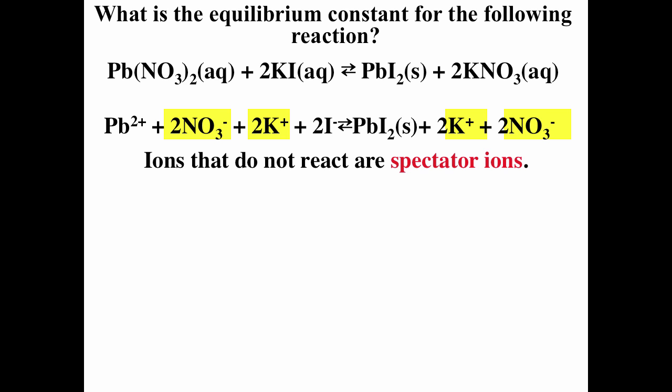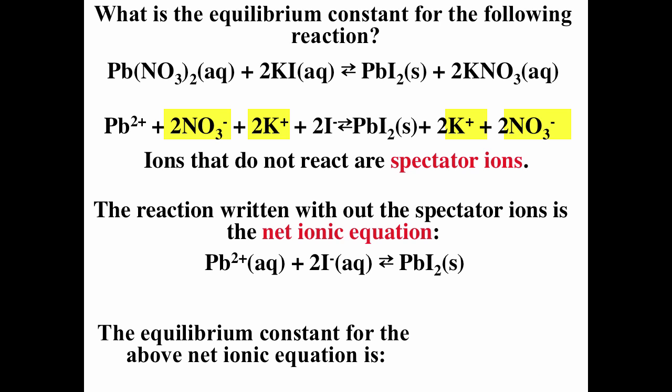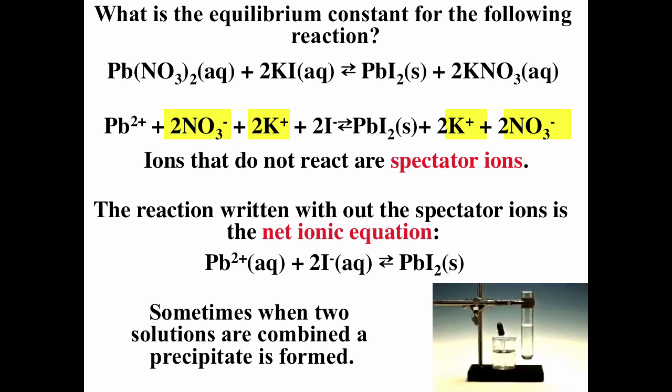If we write down the reaction without the spectator ions, we get the net ionic equation. And then looking at this, we should recognize that the net ionic equation is going to be 1 over KSP for lead iodide. And so again, the equilibrium constant for the net ionic equation is also the equilibrium constant for the reaction that we started with.